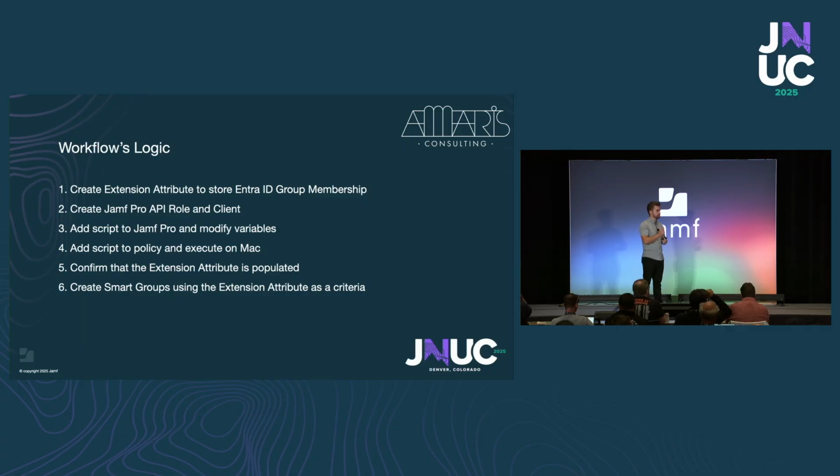Secondly, we need to create a Jamf Pro API role and client that's going to be used for the API calls during the script. Then we add our script to Jamf Pro. There's a few variables that we need to change. We add the script after that to a policy, execute it on a Mac. We confirm that the extension attribute is populated, everything is good. And after that, you can scope that policy, if you're satisfied, to all your computers. And we create the smart group using the extension attribute as a criteria.